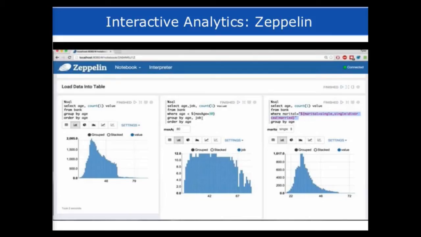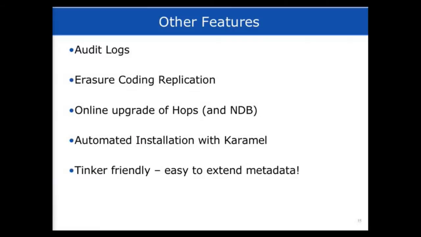for launching YARN jobs. We also support Zeppelin, and you've seen Zeppelin already by Theo. Zeppelin is a nice interactive analytics platform. It's like IPython notebook, but it supports Flink and Spark, Python, Scala, lots of different languages, and there's a growing number of what are called interpreters being written around the platform.